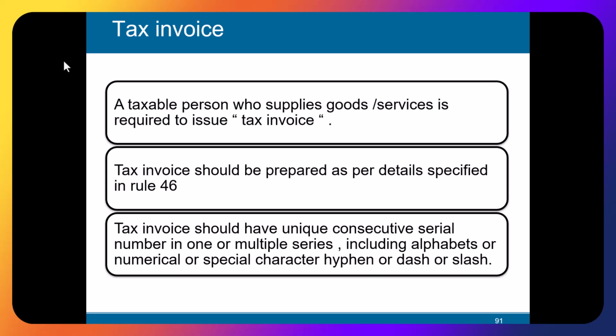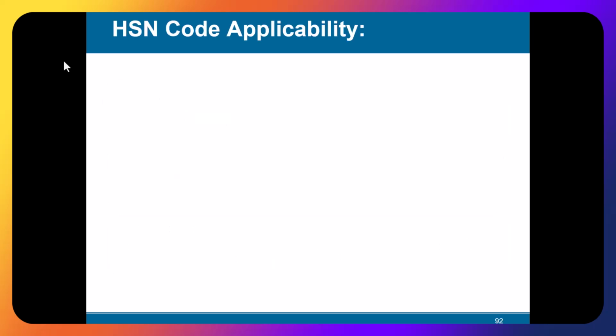Tax invoice. A taxable person who supplies goods or services is required to issue a tax invoice. Tax invoice should be prepared as per details specified in Rule 46. Tax invoice should have a unique consecutive serial number in one or multiple series, including alphabets or numerals, and it doesn't require any specific character, like a hyphen, dash or slash. So now we come to HSN code applicability.